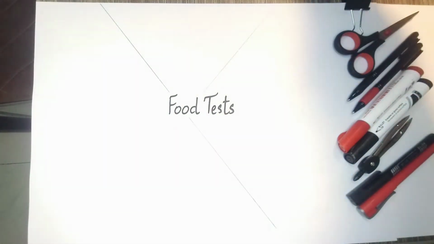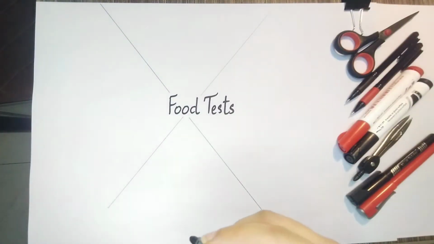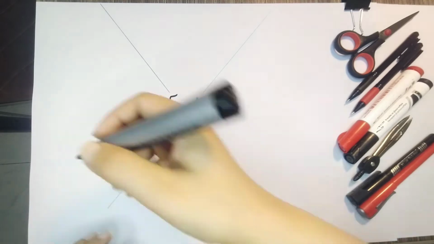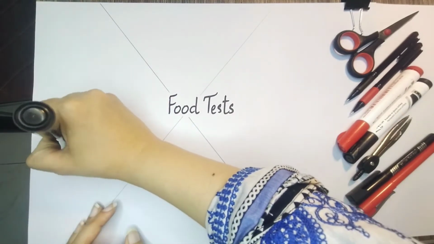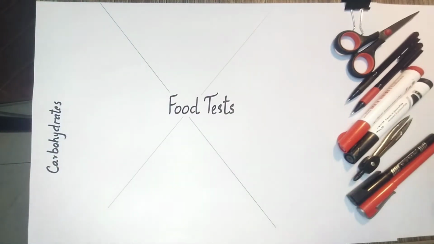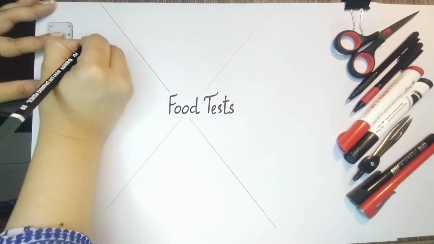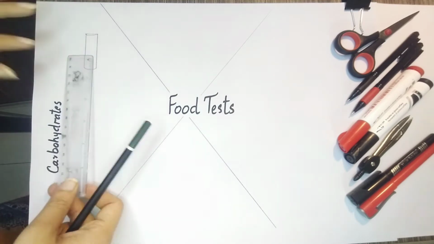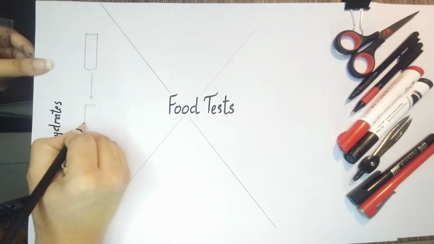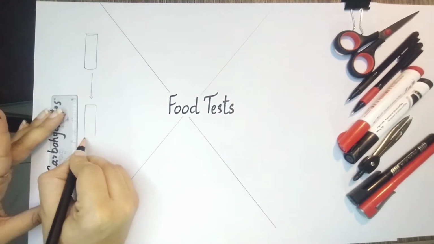Basically, the biological molecules are carbohydrates, then we have proteins, then we have fats, and then we have lipids. In order to find out whether carbohydrate is present or not, we perform the Benedict test. So let's find out how we perform these tests.